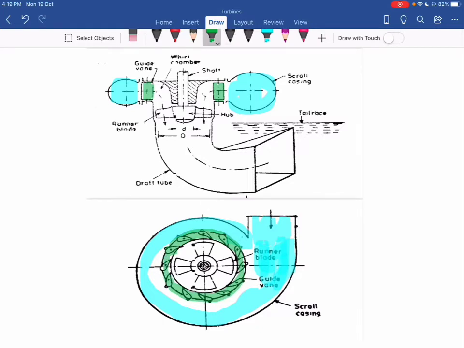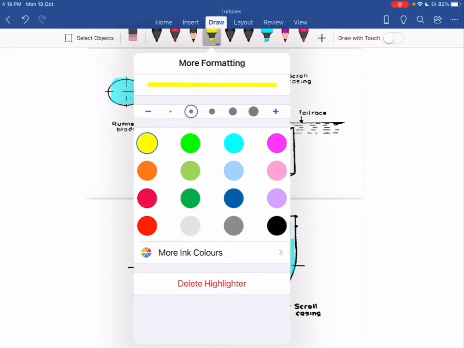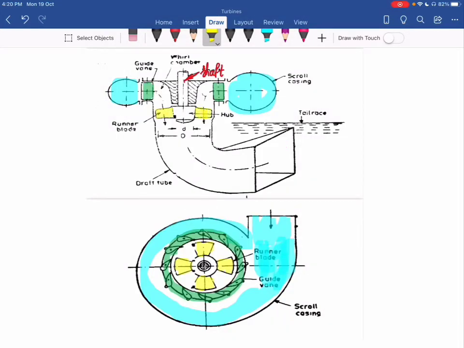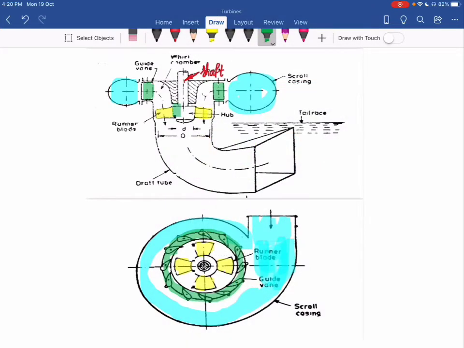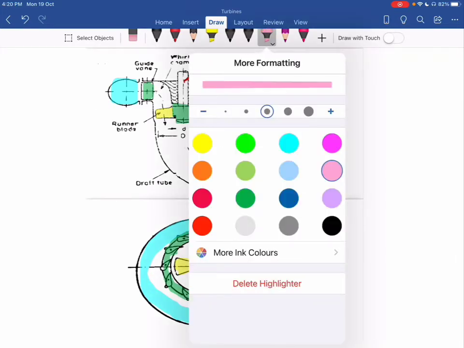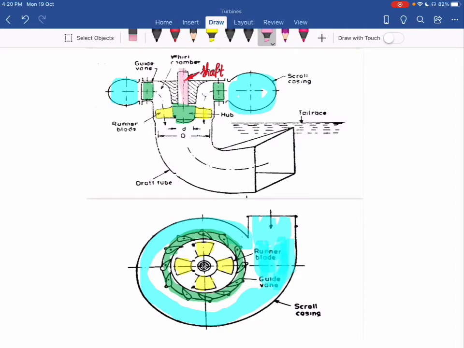Then these are my runner blades. These are mounted on the hub. So this is the hub. The hub is connected to the shaft, the turbine shaft. So this is my turbine shaft.